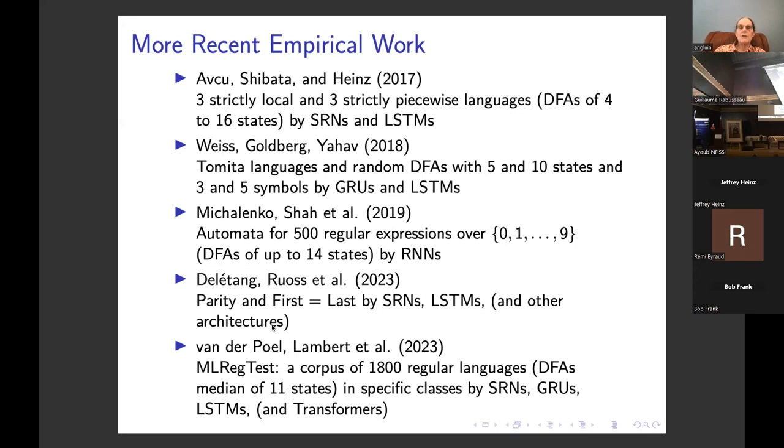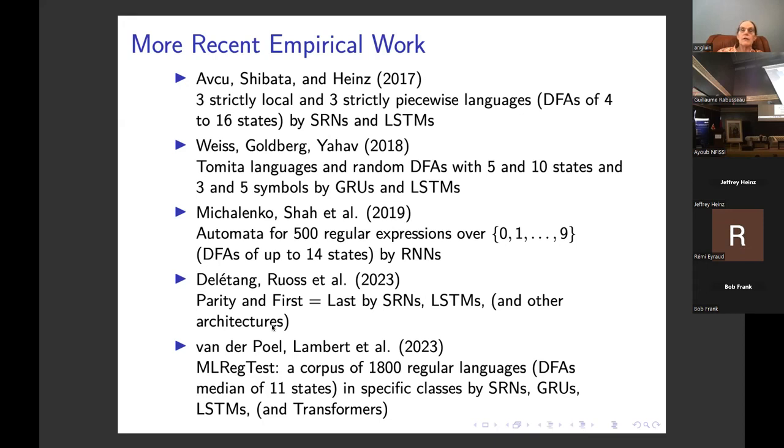0 through 9. That gets into an interesting question of how you generate the training sample. The Delétang et al. paper, the Chomsky hierarchy and neural networks, looked at two regular languages, parity, which we've talked about, and the language of strings where the first symbol is equal to the last symbol. They look at SRNs and LSTMs and a variety of other architectures. And the MLRegTest paper of van der Poel, Lambert et al. gives a corpus of 1,800 regular languages. Some of the DFAs are quite large, but the median is 11 states. And they look at learning. The languages are organized very carefully by specific sub-regular classes. And they look at learning by simple recurrent networks, GRUs, and LSTMs, also transformers.